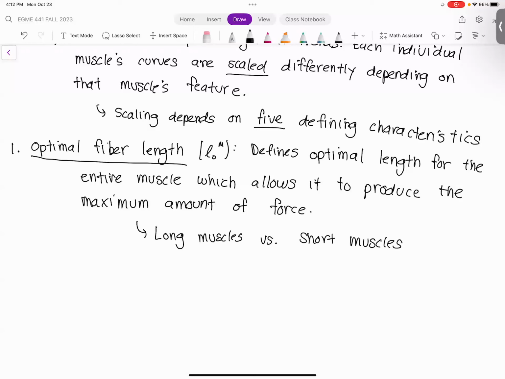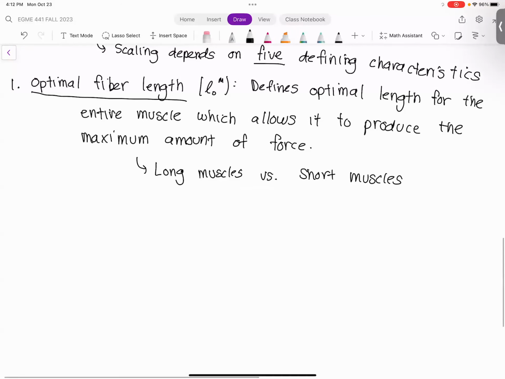And so what we talked about is that the longer your muscles are, the more sarcomeres are linked end to end. What that's going to do is broaden the plateau region of your force length curve. Okay.